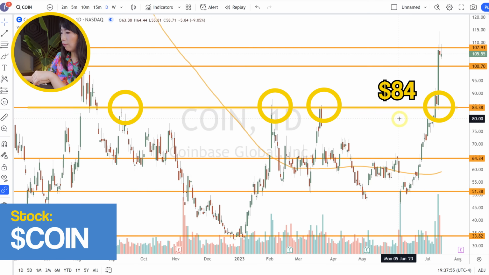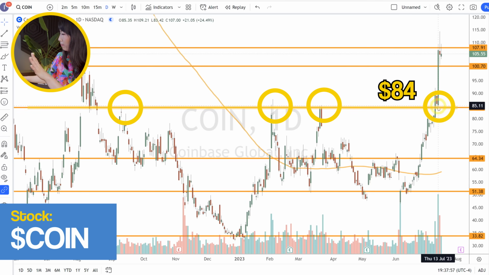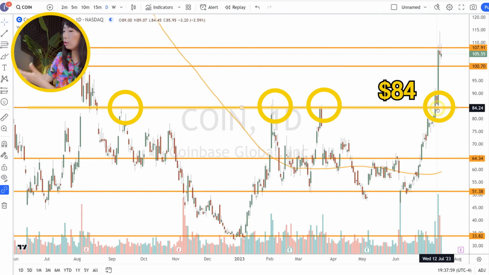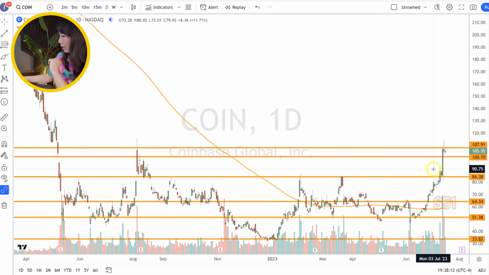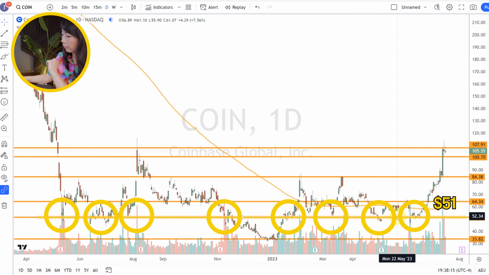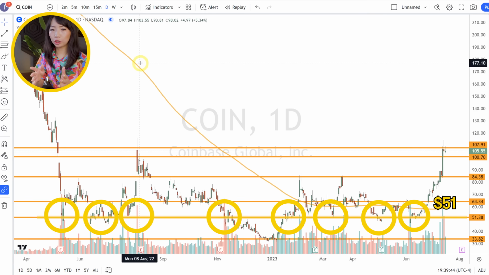And once again, that $85, $84 area, you want to make sure it's been tested multiple times before, whether it's a support or resistance like this one, so multiple touch points. Another one over here, that $50, $51 area, and 64s. The more touch points you see on the horizontal lines, the better, as that means the level has been tested multiple times in the past, and it's considered significant for other traders, bots, or investors alike.